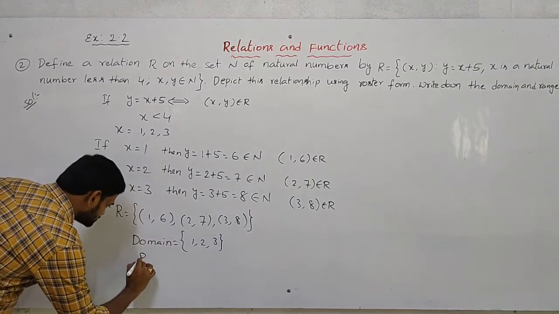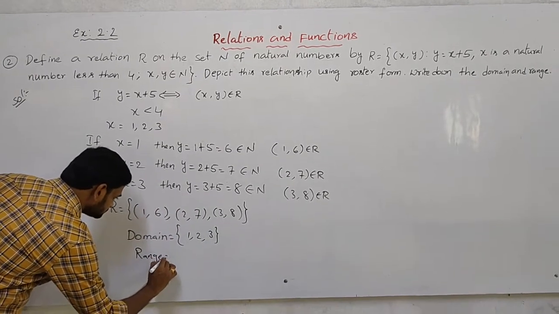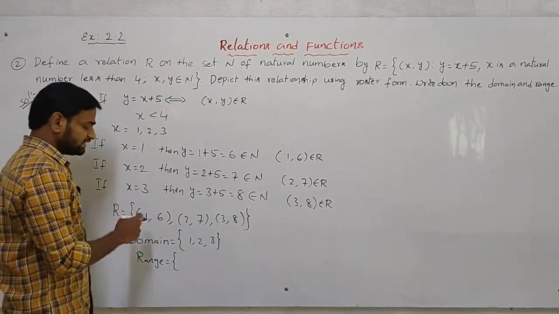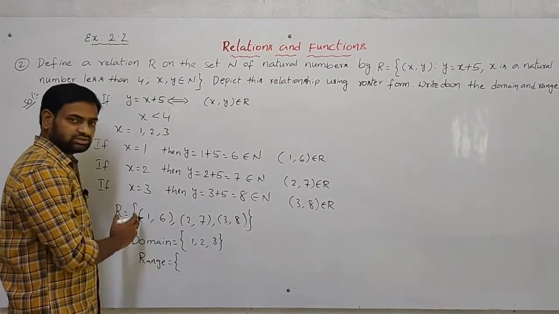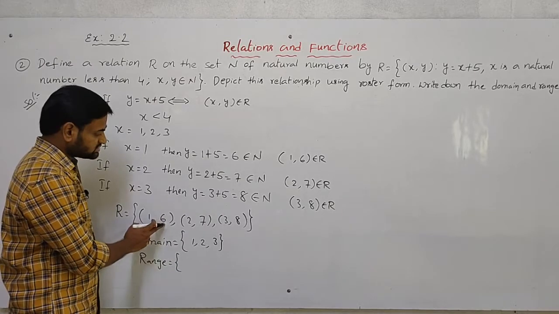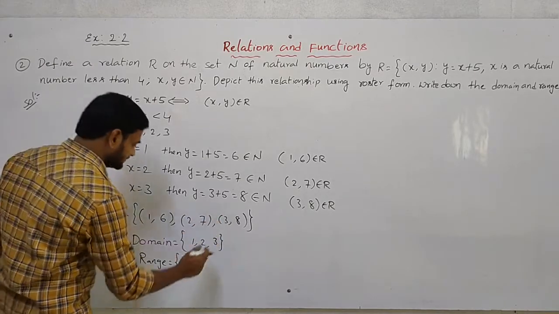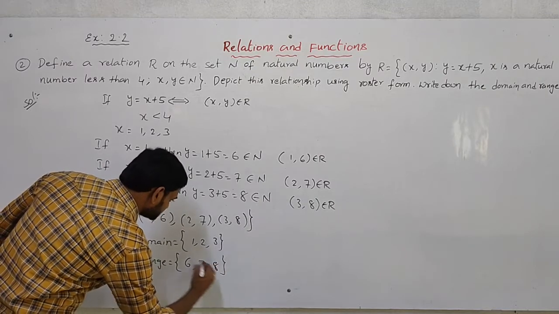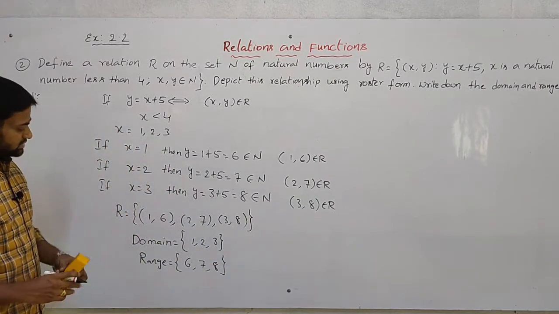Now what is the range? The range is the second elements in the relation. Second elements, that is 6, 7, 8. 6 comma 7 comma 8. That is the range.